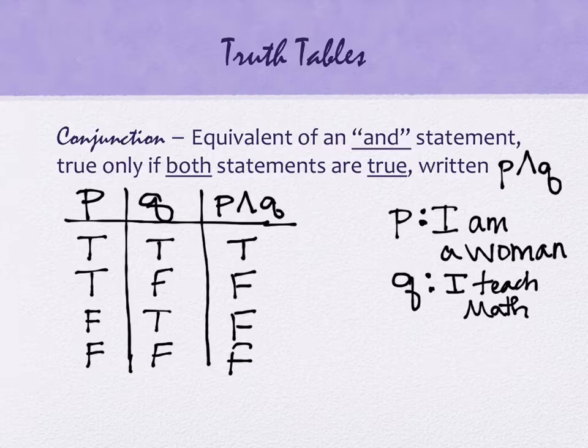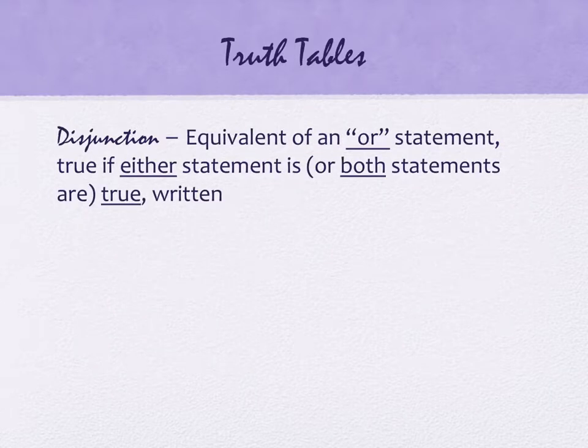Okay? So what I need you to take away from this is that and statements are only true if both individual statements are true. It's the only way you get an and statement to be true. Okay? Let's do another one.